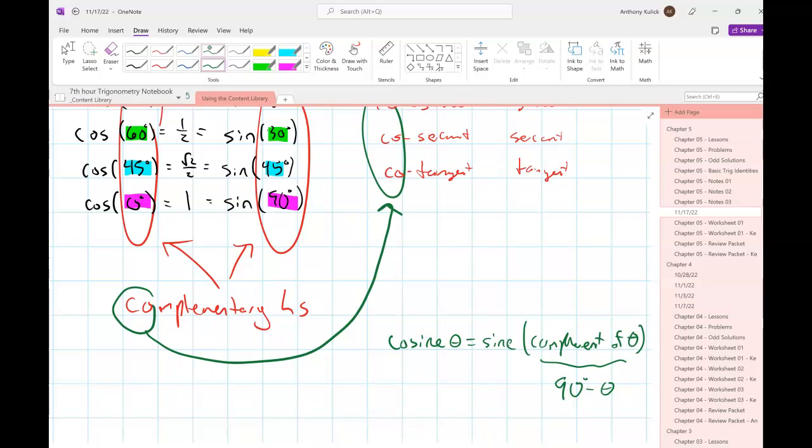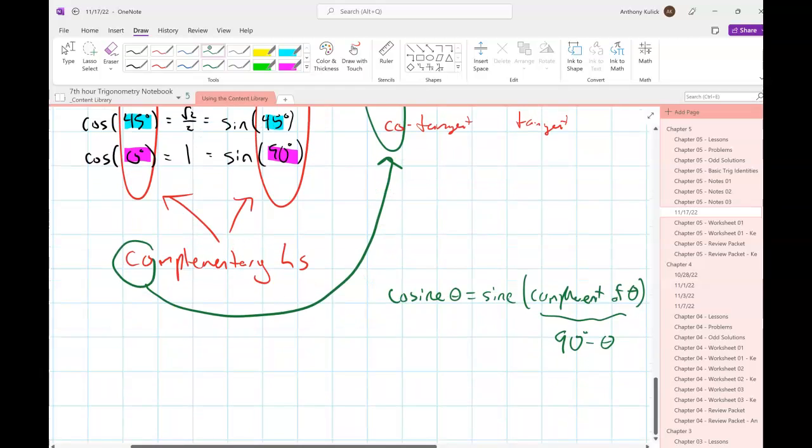About 90 minus theta, right? If theta is 30 degrees, its complement should be 90 minus 30, or 60 degrees, right? Now, in trigonometry, do we use degrees more often, or do we use radians? Radians, okay. What's 90 degrees in terms of radians?